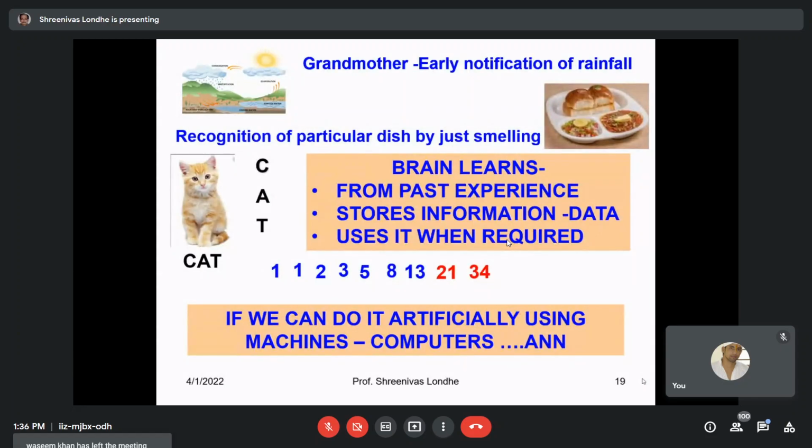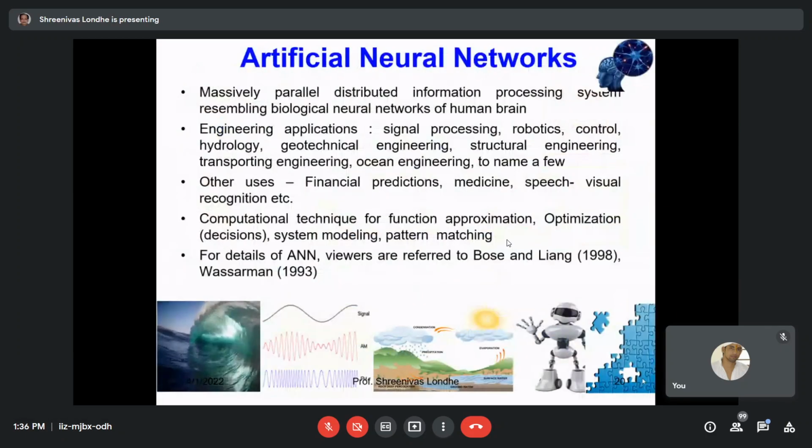Whatever answers you have given, actually your neural network works there, and the neural networks have given the answers, not you. So if the biological neural network is there in the human brain, can we mimic its capacity in machines? Then it will be an artificial neural network. And this is the concept of artificial neural network.